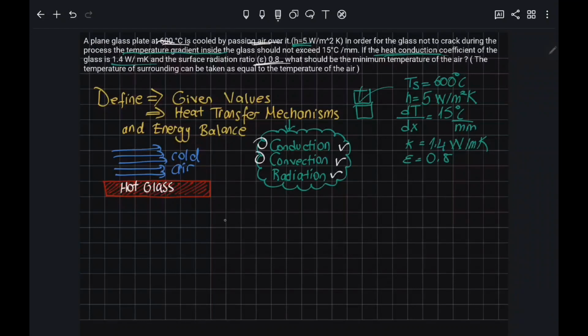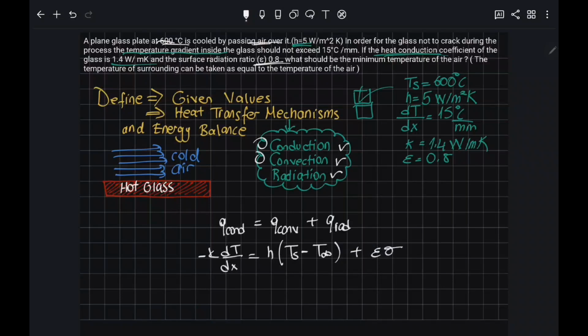My energy balance equation becomes Q conduction equals Q convection plus Q radiation, right? And let's write the equations. Q conduction is minus K dT over dx equals H times (T surface minus T surroundings) plus epsilon Stefan-Boltzmann constant times (T surface power 4 minus T surroundings power 4).